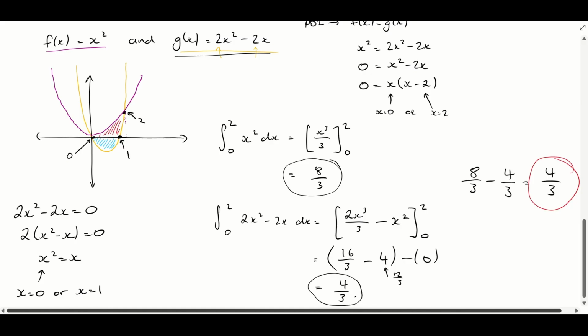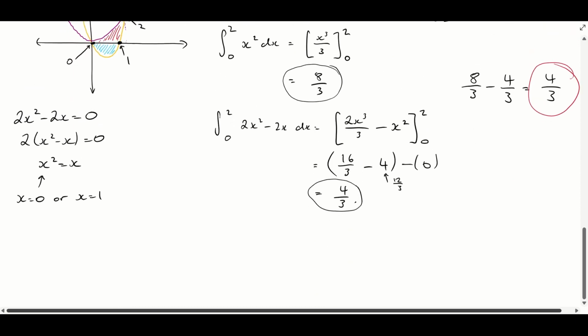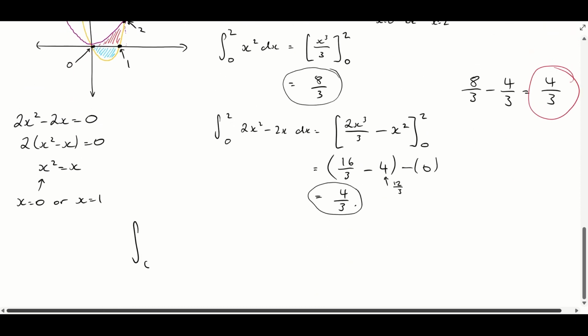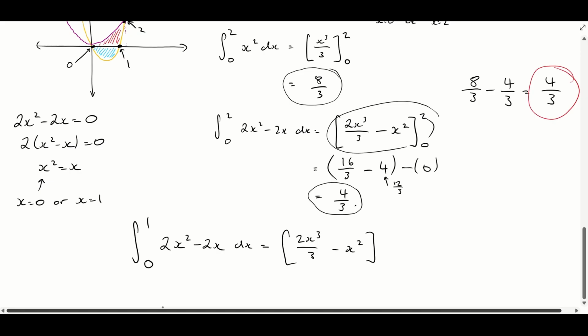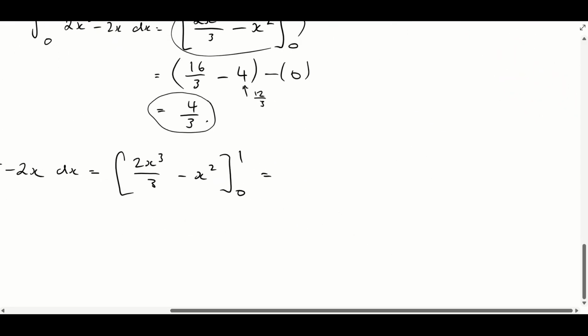So if I want that blue area, I'm going to need to integrate from 0 to 1 my yellow function, which is my 2x squared minus 2x. Now we integrated this over here, so we know that this is just 2x cubed over 3 subtract x squared, and I need to do that from 0 to 1. So when I put the 1 in, I just end up with 2/3 subtract 1, and when I put in my 0, I just get nothing.